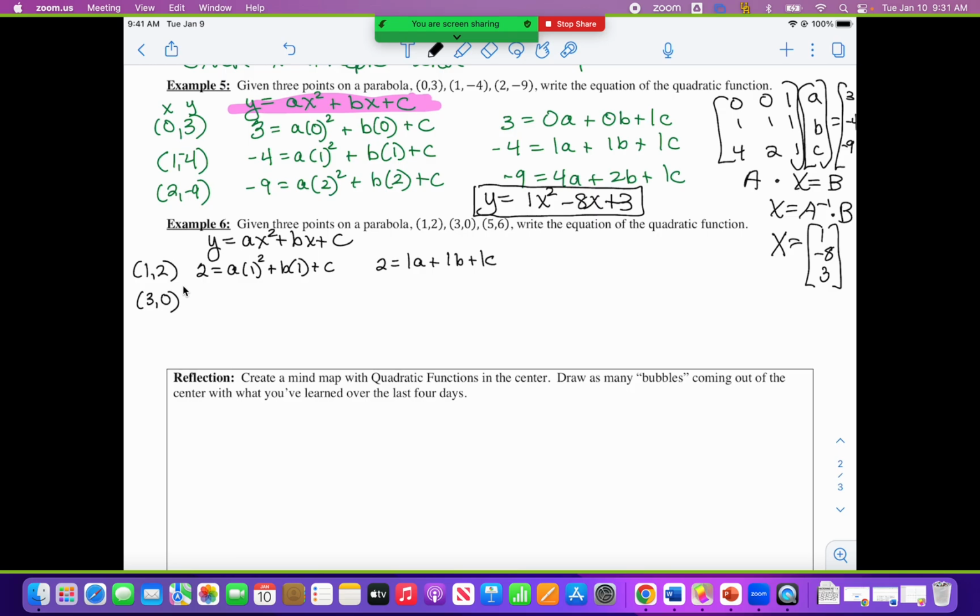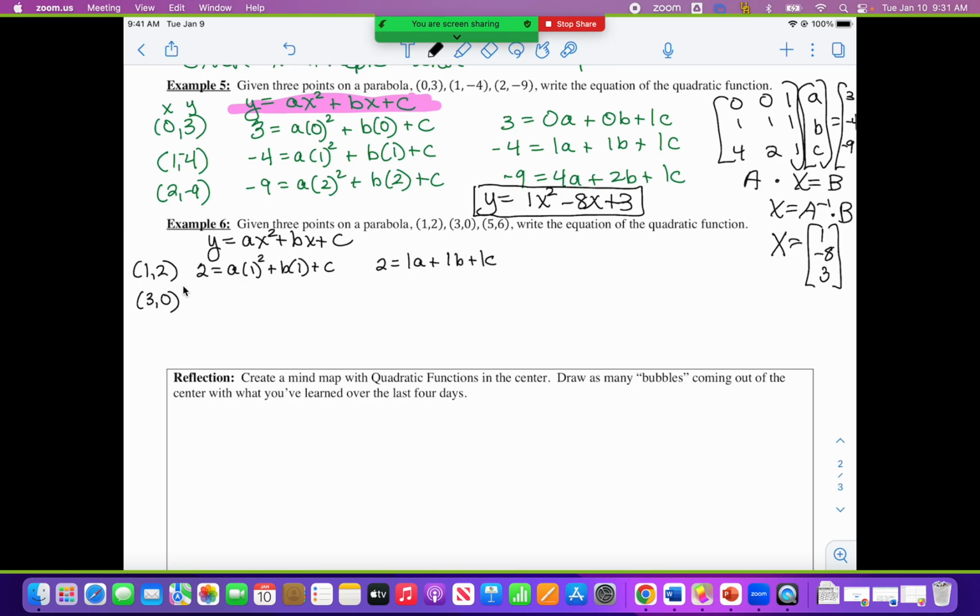Now pay attention. I have one x-intercept, but I don't have both x-intercepts. So you want to pay attention to, does the problem say, here's the vertex, here's the x-intercepts, or they are the x-intercepts? Don't just jump to this, okay? Don't just jump to it.